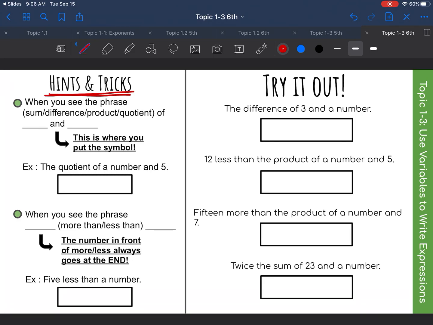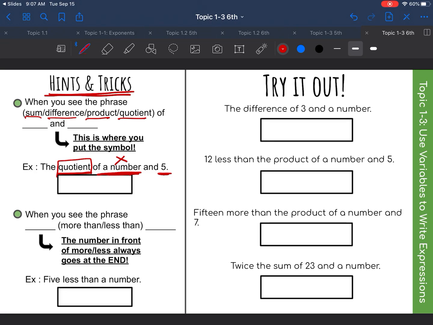When you see the phrase the sum, difference, product, or quotient of blank and blank, the "and" is where you put the symbol. So for example, the quotient of a number and 5. Well, first of all, I know quotient stands for division. So we have a number. That's an unknown. So what did we learn represents an unknown? They're just saying a number. We don't know what number it is. Well, a variable. So we can use X as that number.